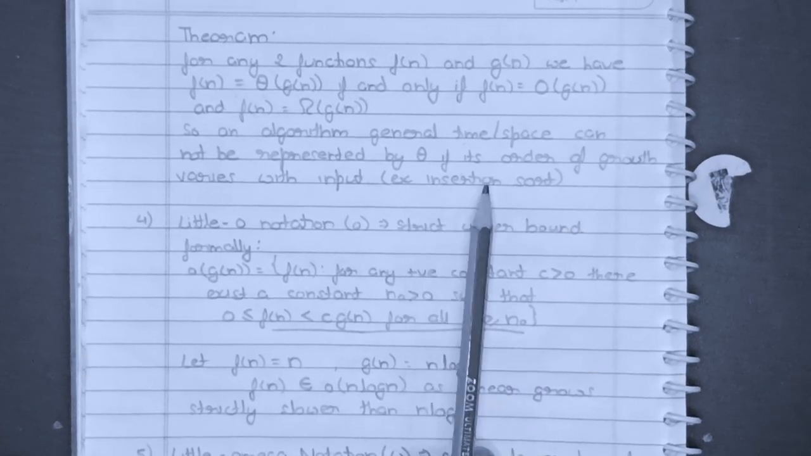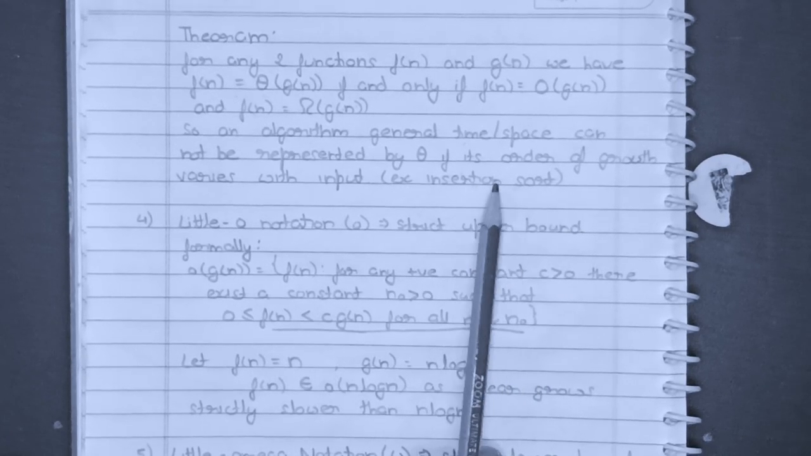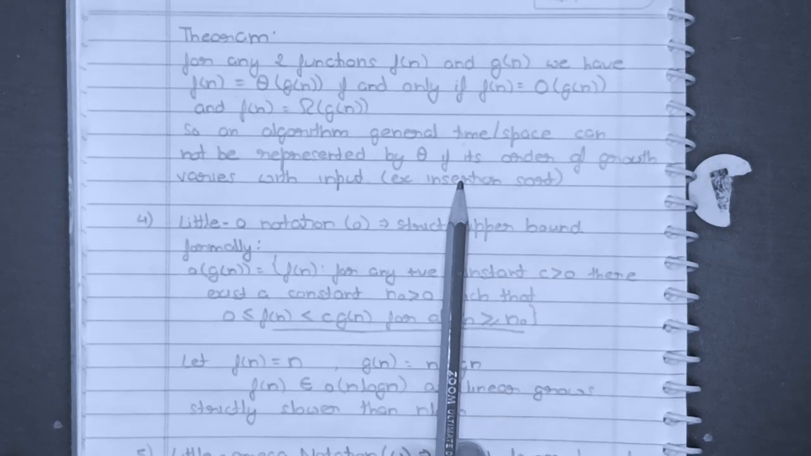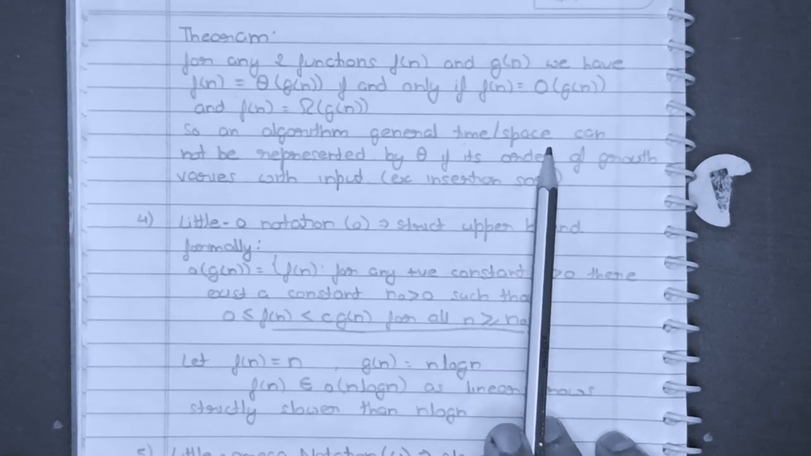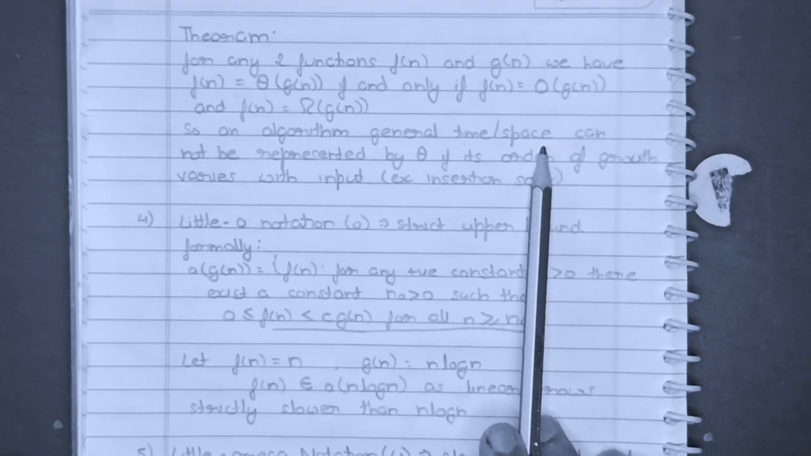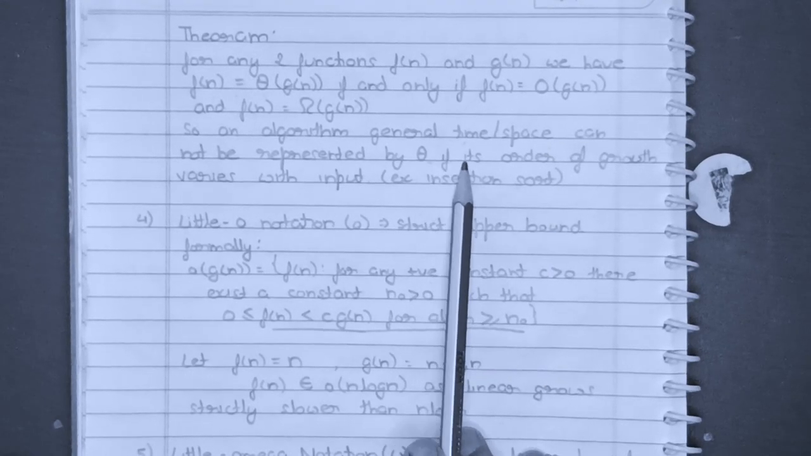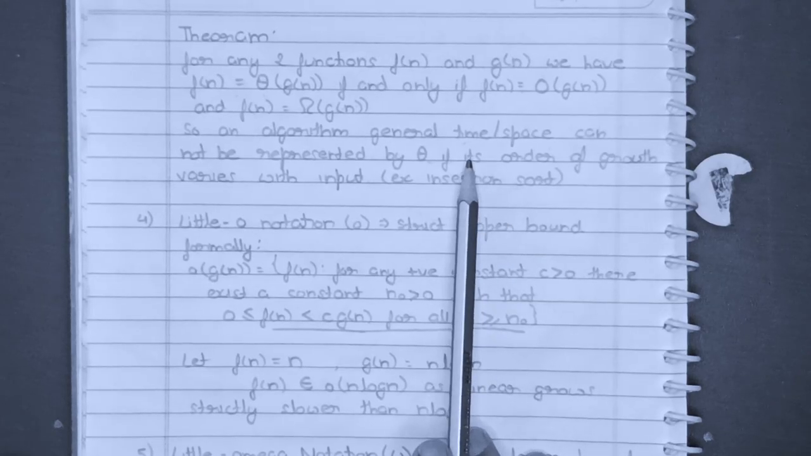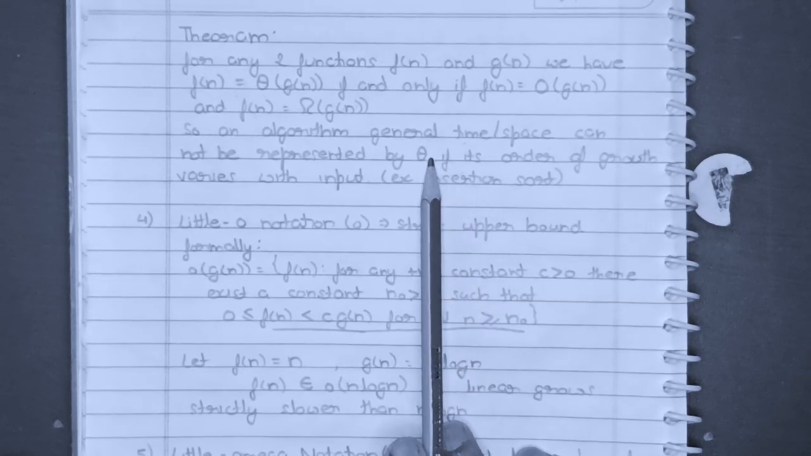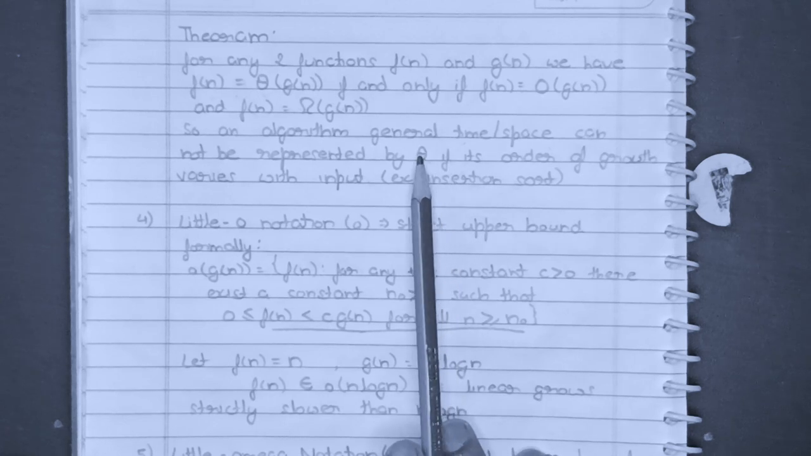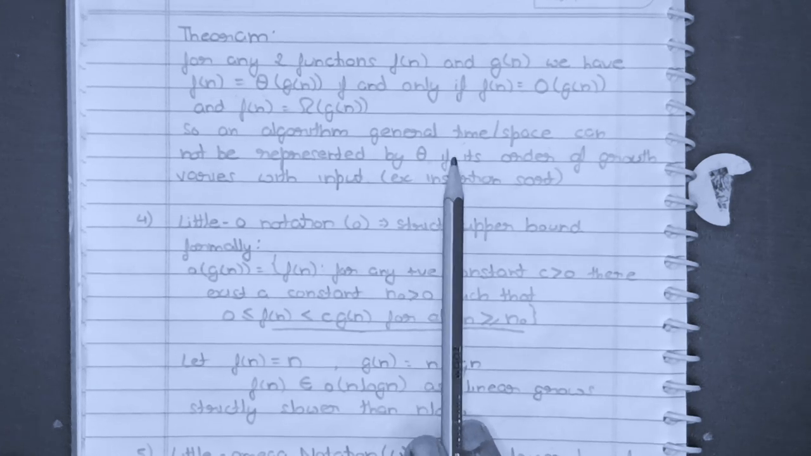For example, if you take insertion sort and you want to calculate theta for it, you have to provide some conditions on the input. For example, you can say theta for insertion sort is theta of n when the array is already sorted, and theta for insertion sort is theta of n square when the array is in descending order.